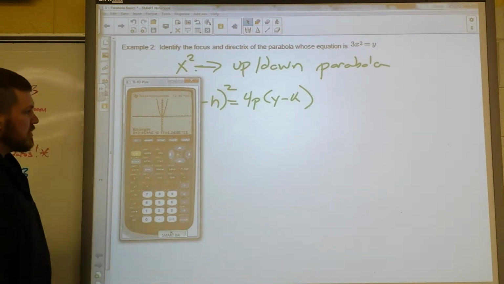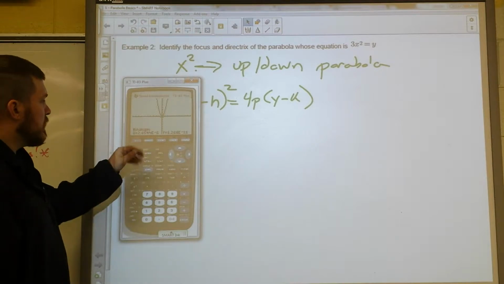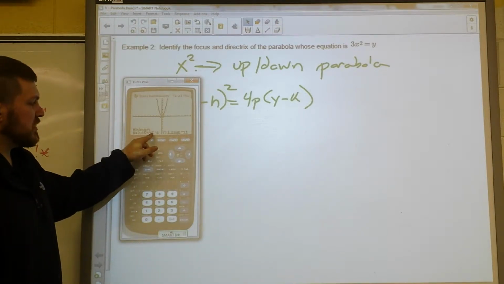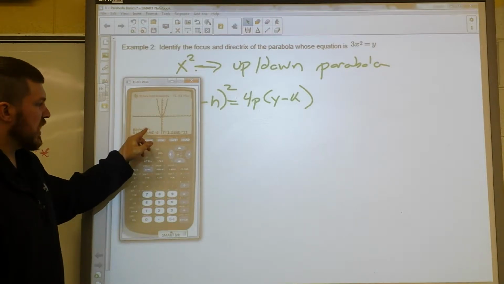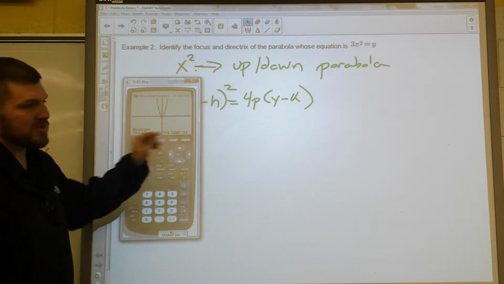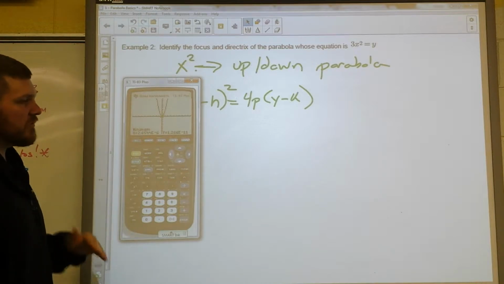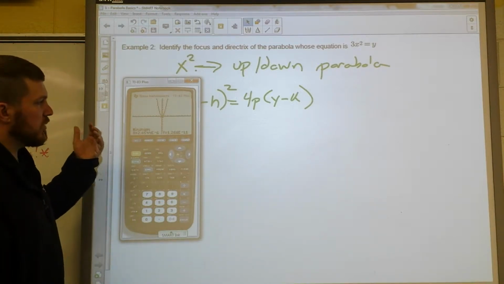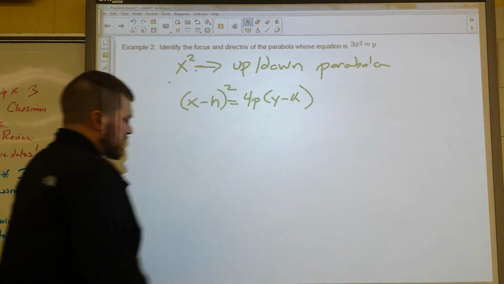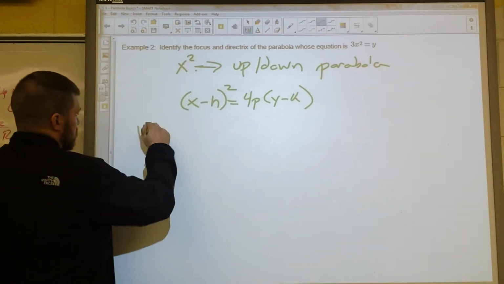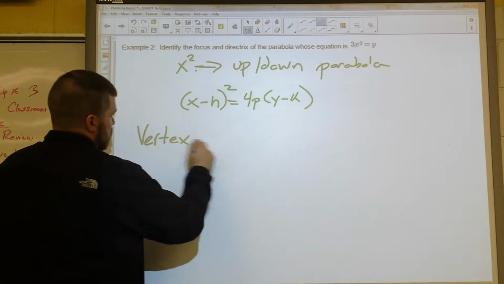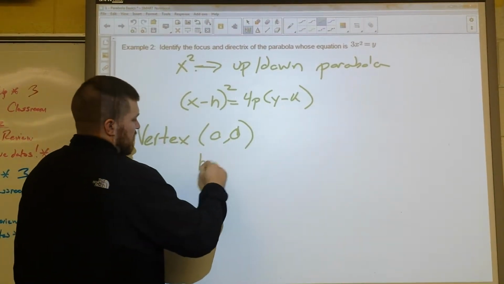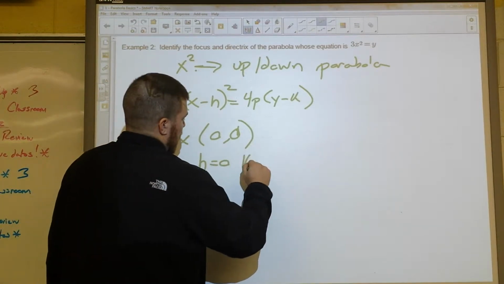Enter. So it tells me that my minimum is at 0, 0. I get some decimals here, but I see it's scientific notation, so times 10 to the negative 6 power, times 10 to the negative 11 power. Very, very close to 0, very small decimals. So we're just going to call that 0, 0. So the vertex is at 0, 0. And what that means is that h equals 0 and k equals 0.